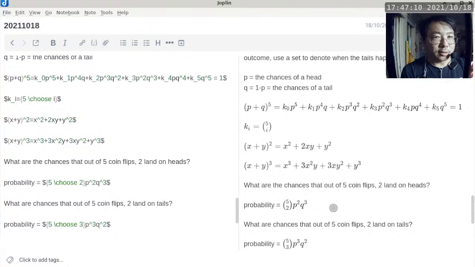Does that make sense that if a coin is even, the chances of landing on the head and the tail are the same, because P and Q would be exactly the same number in that case. So we are basically just looking at P to the power of 5 in both cases. 5 choose 2 and 5 choose 3 are exactly the same thing, which is 10 in this case. So the probability would be exactly the same.